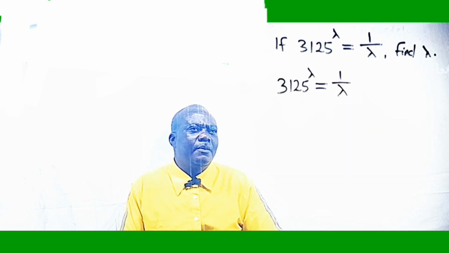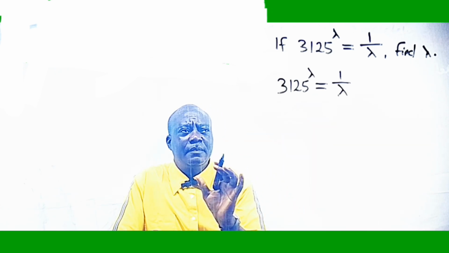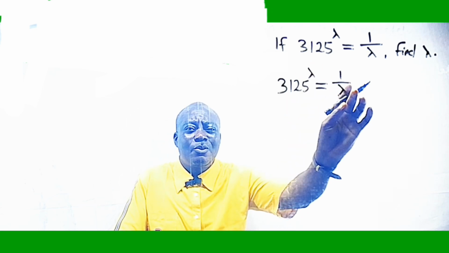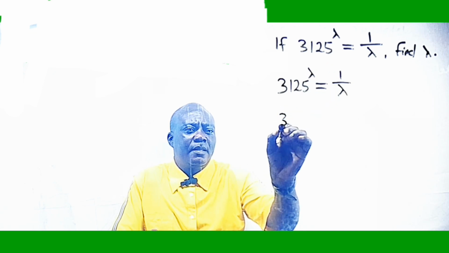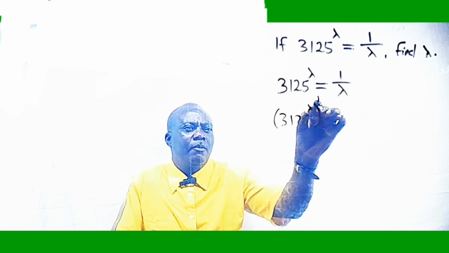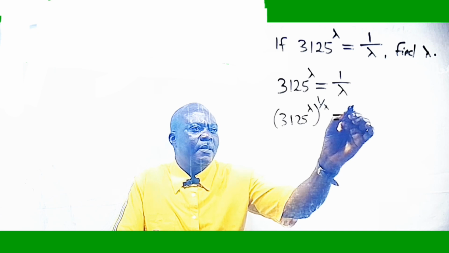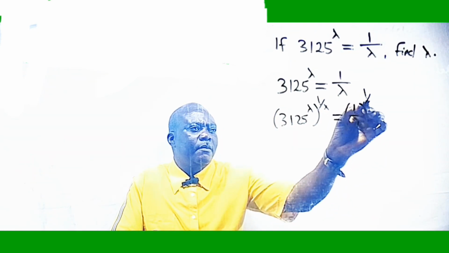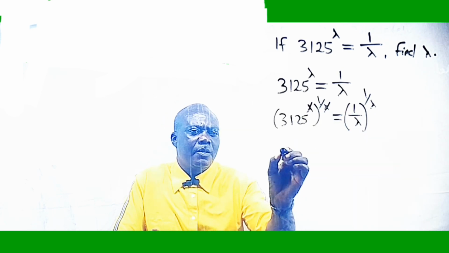To do it, you have to simplify it. It looks tricky, so you must multiply it so that you don't have a problem. Therefore, you have to get rid of this lambda first so that you can have only this one containing it. To do it, you have 3125 to the power lambda, whole to the power 1 over lambda. Do it here, you also do it there: 1 over lambda to the power 1 over lambda. This will go.